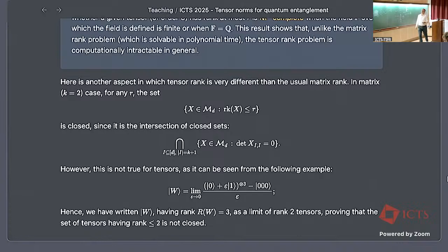Try to convince that this is correct. So I'm claiming that W is the limit when epsilon goes to 0 of this tensor here. So what happens here, you see, when I expand this tensor product 3, I get 0, 0, 0, which cancels with this one. And then at order 1 in epsilon, I get 1, 1 and 2 zeros. So this is exactly like W.